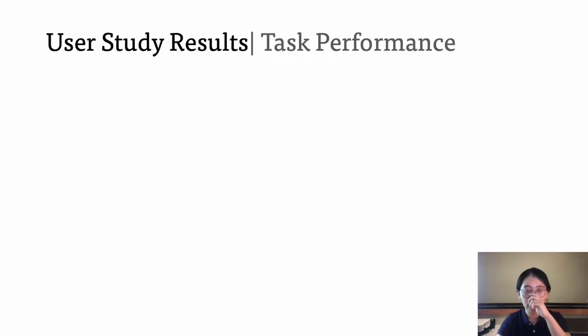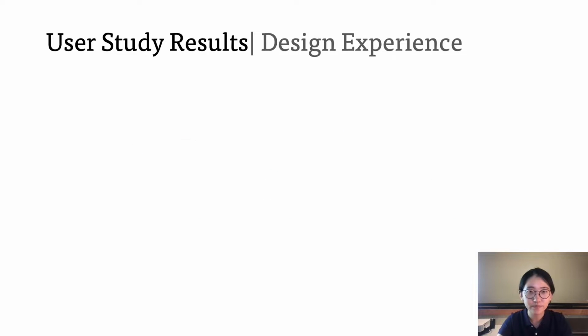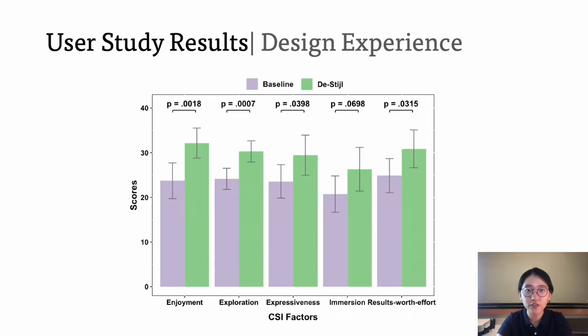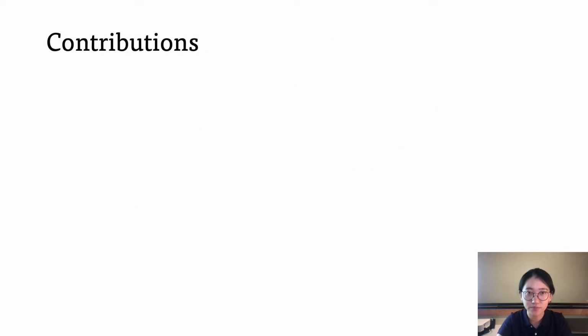We recruited 4 expert designers to rate the results from participants. For all 3 tasks, the outcomes of De-Stijl had significantly better ratings than those of the baseline. We utilized the Creativity Support Index to measure the degree of creativity support for De-Stijl and the baseline in the study. The results show that the overall CSI score of De-Stijl is significantly higher than the baseline. By analyzing each dimension, we find that De-Stijl can effectively support design exploration, enhance the user's expressiveness, and increase their satisfaction with their outcomes.